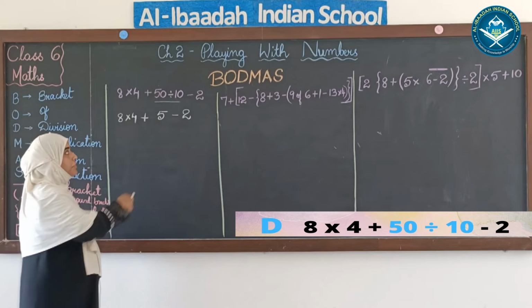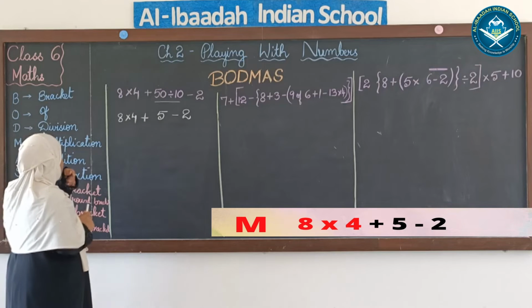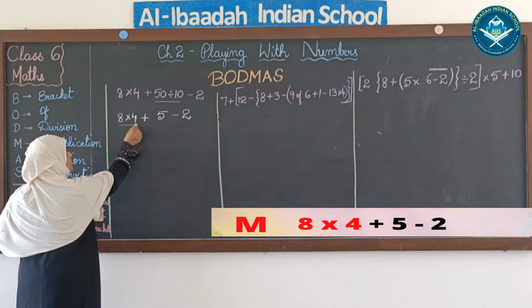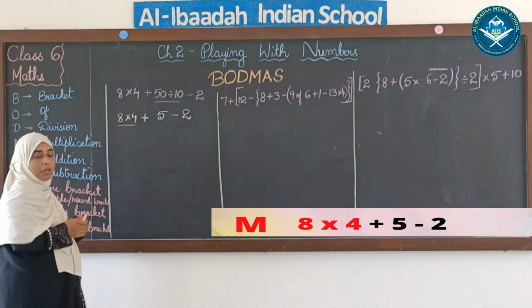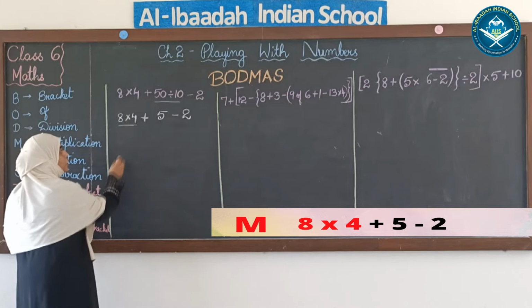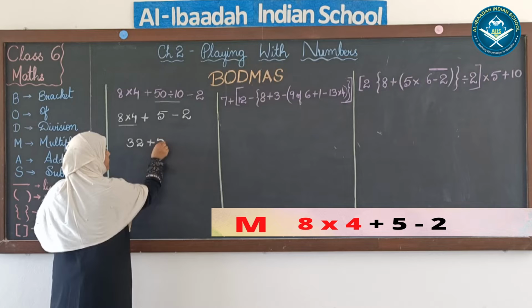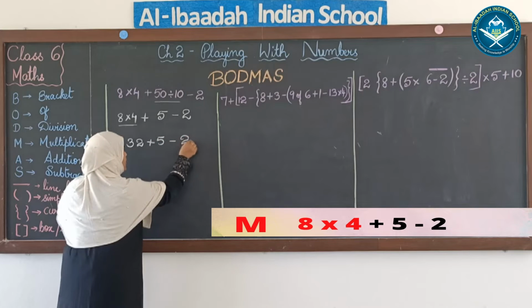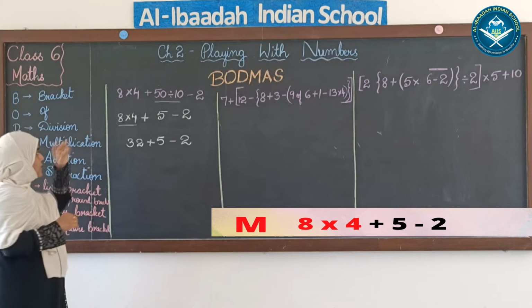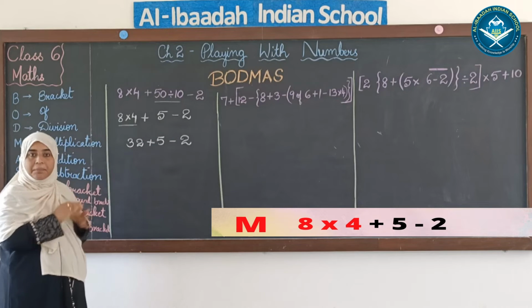After division what do we have next? M. M stands for multiplication. So where is multiplication? Here, 8 into 4. Now this part we have to solve next. So 8 into 4, 8 4s are 32 plus 5 minus 2. Okay, so you can see multiplication I have done, addition and subtraction I have kept as it is.